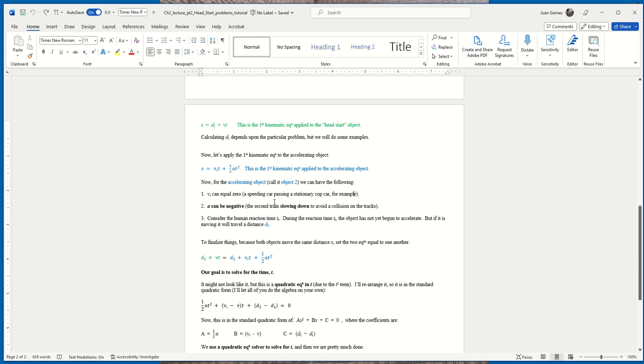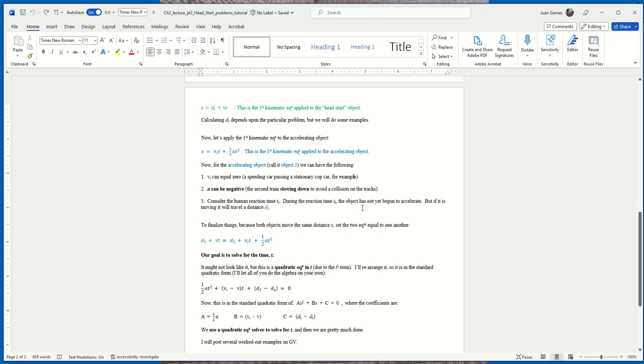Now, a can be negative, like the second train slowing down to avoid a collision. Now, again, consider the human reaction time. We'll call it t_R. During the reaction time, t_R, object 2 has not yet begun to accelerate. But if it's moving during that reaction time, it will travel the distance d2.